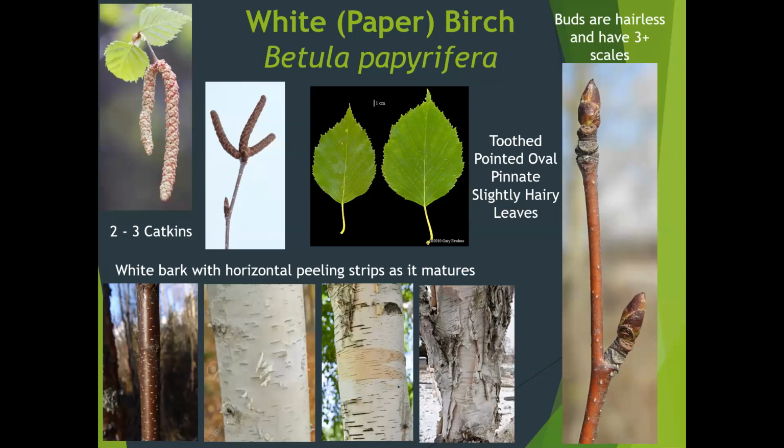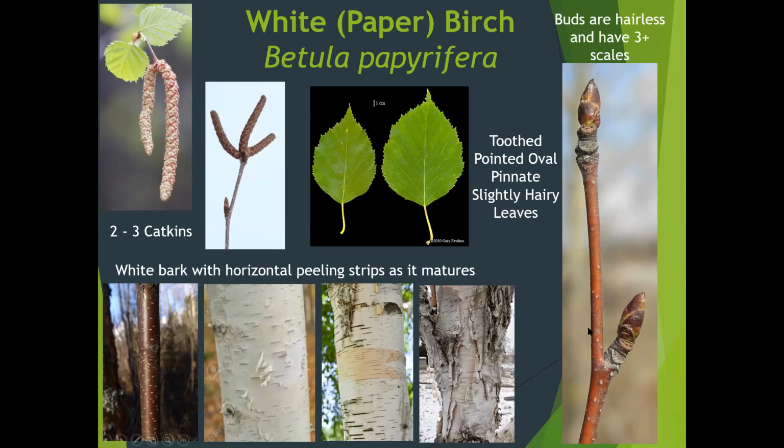So moving on to white paper birch, Betula papyrifera, it resembles paper. They also have catkins, usually two to three. And their leaves are much different from the gray birch. Like I was saying, they're more oval, they're still toothed, but they have a slight point at the end, not a long snout like the gray birch does. They're still pinnate, but they have a slightly hairy texture to them. If you were to rub them between your hands, it's slightly furry, you could say. The buds also have scales, but they're hairless as well. They have three or more scales on them, and the twigs are slightly slender.